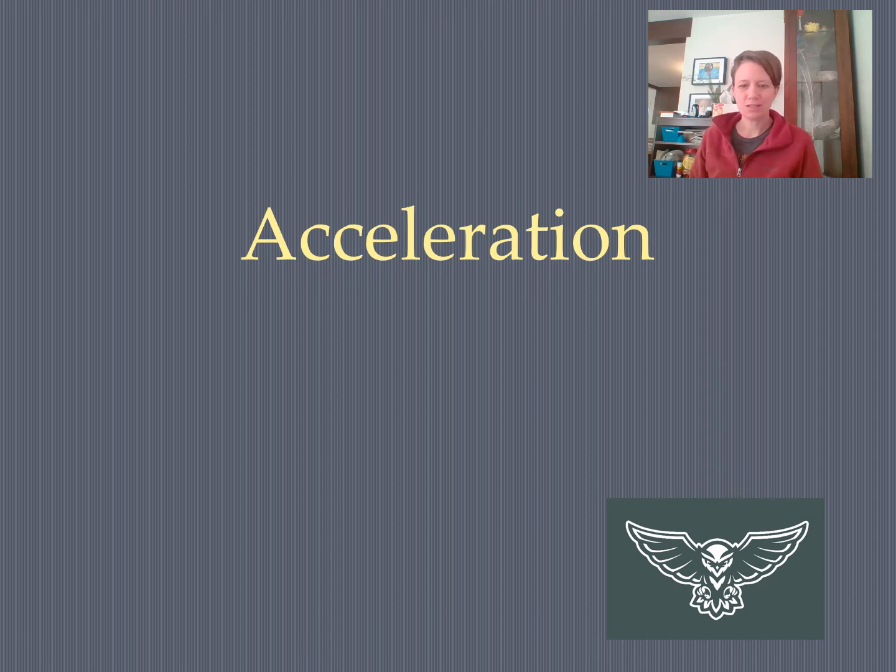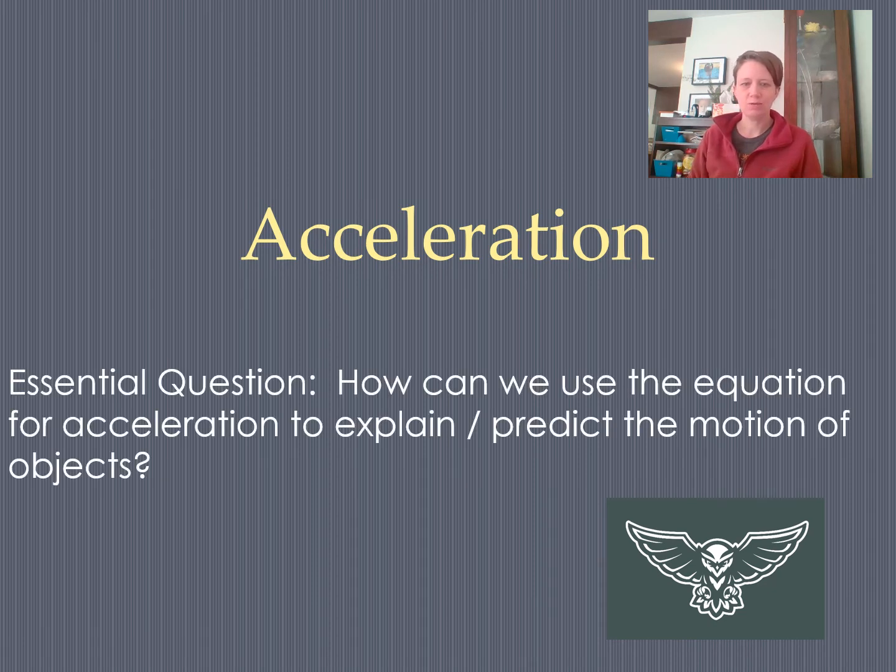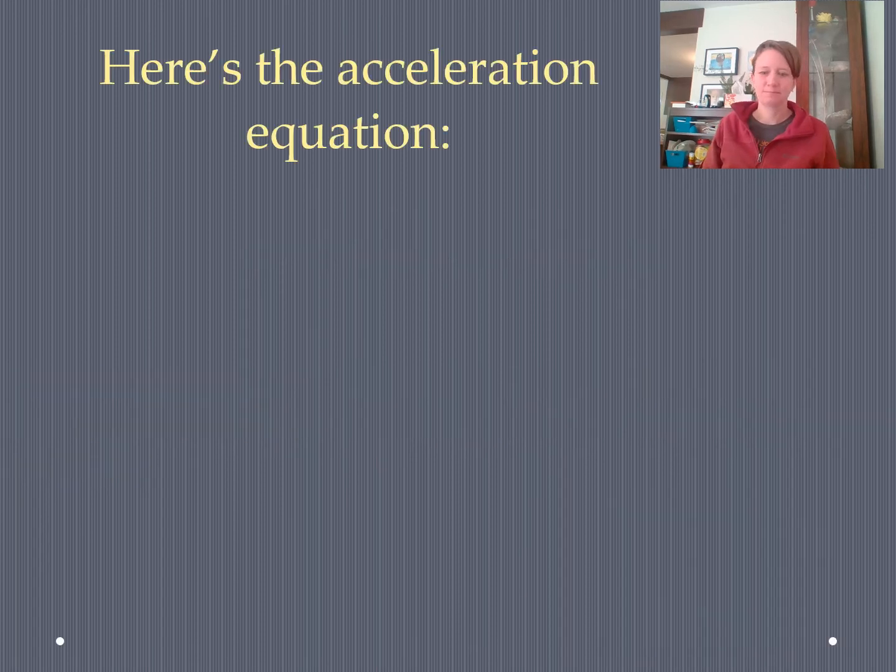So the essential question today is how can we use the equation for acceleration to predict the motion of objects? If I give you the equation for acceleration, can you use that equation to figure out what's going on? So here's the equation for acceleration. You may have seen this already on some of the worksheets we have.